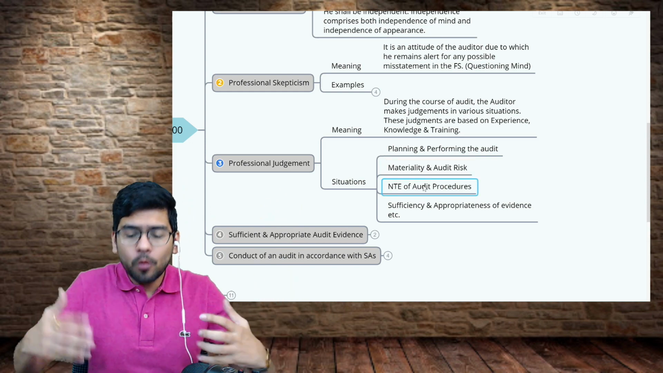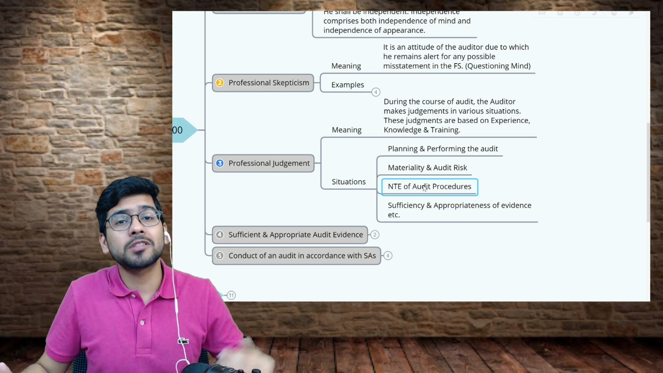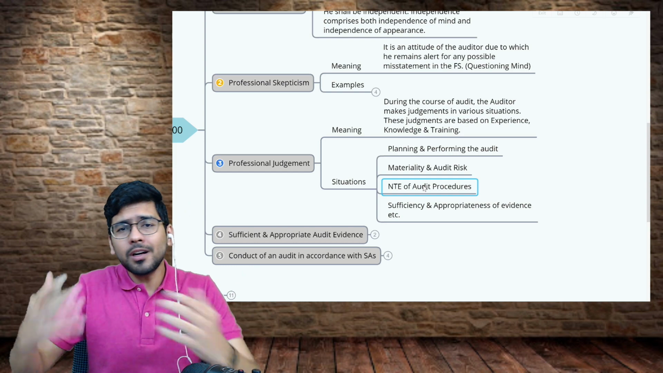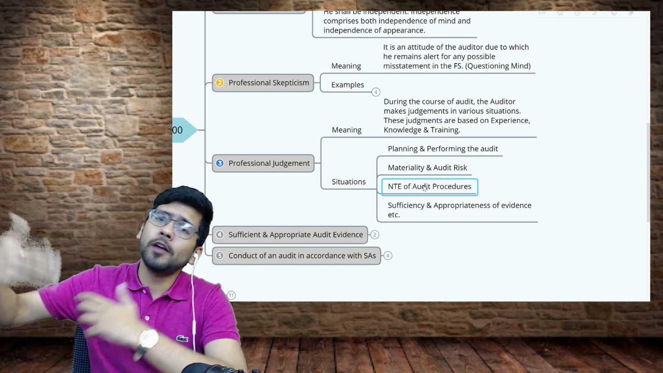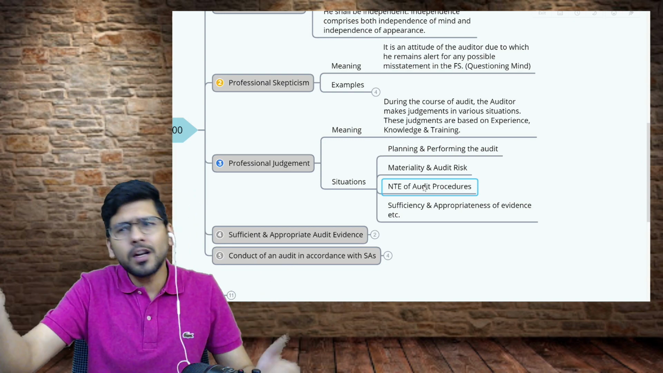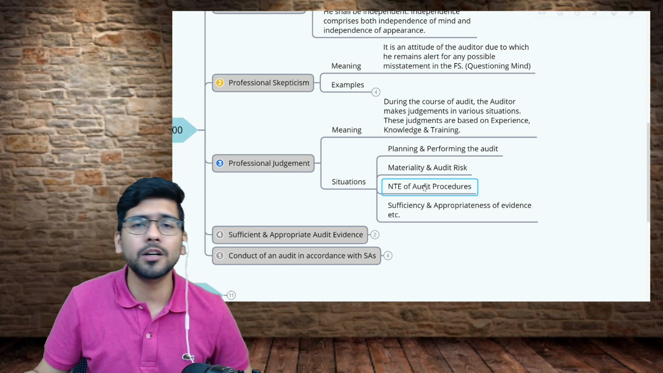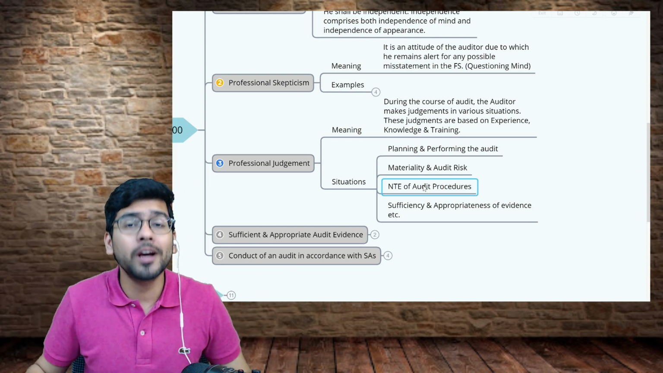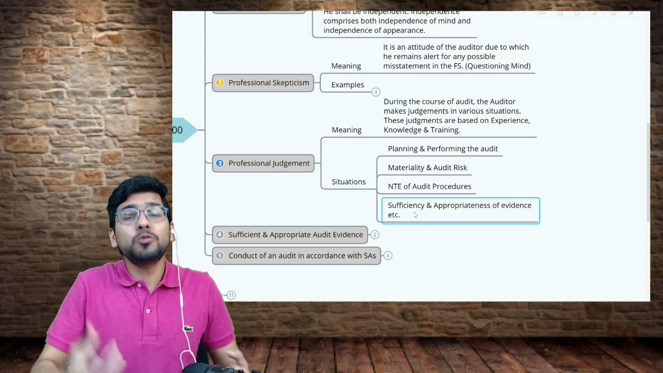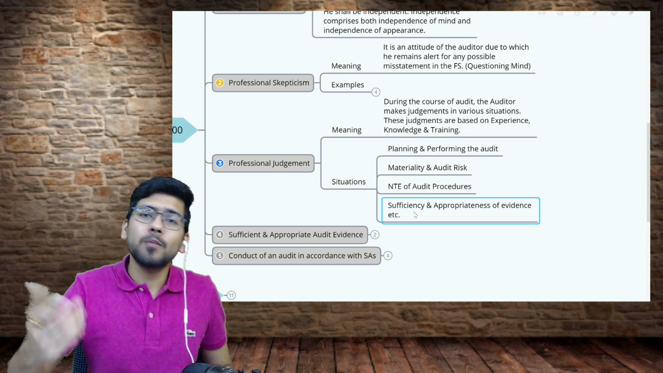Okay, how about the nature, timing, and extent of audit procedures that I need to perform? Again, it is a matter of professional judgment. You are an auditor, I am also an auditor. Probably you will apply only 2 procedures, I might apply 8 procedures. You are experienced, you feel that applying 2 procedures will give you sufficient appropriate audit evidence, then you go ahead with 2. So again, it is a matter of professional judgment. Now, what amounts to sufficient, what amounts to appropriate, again, a matter of professional judgment.